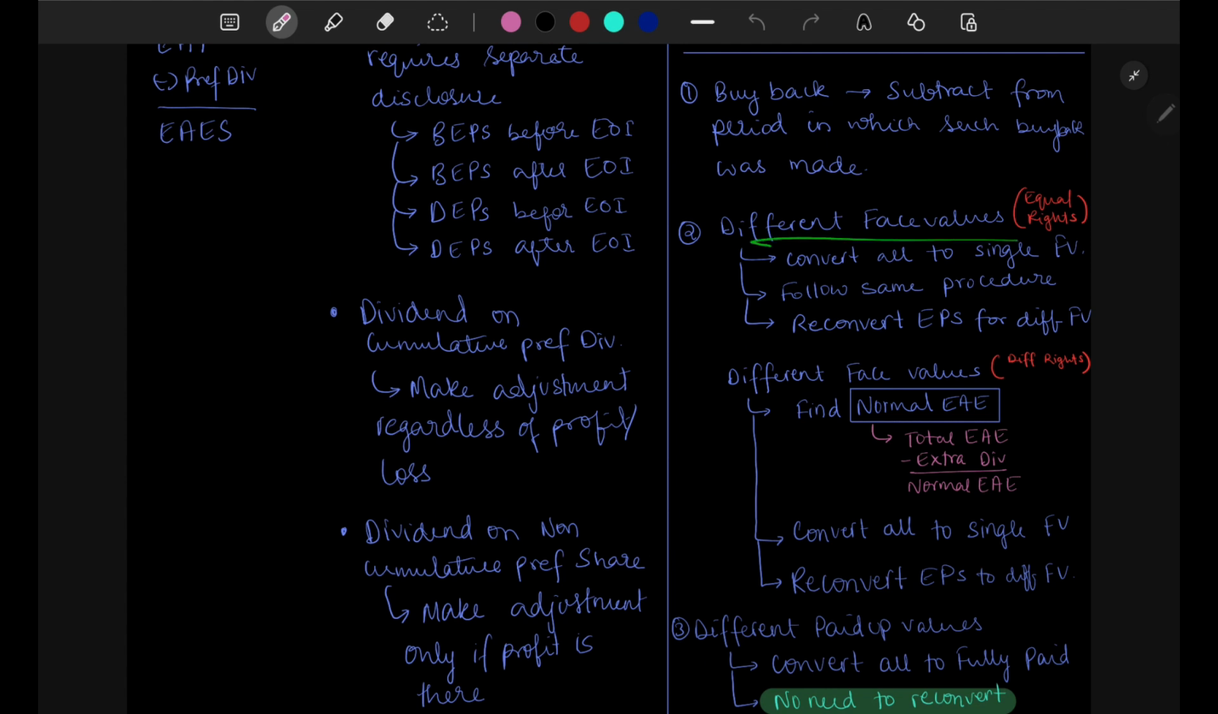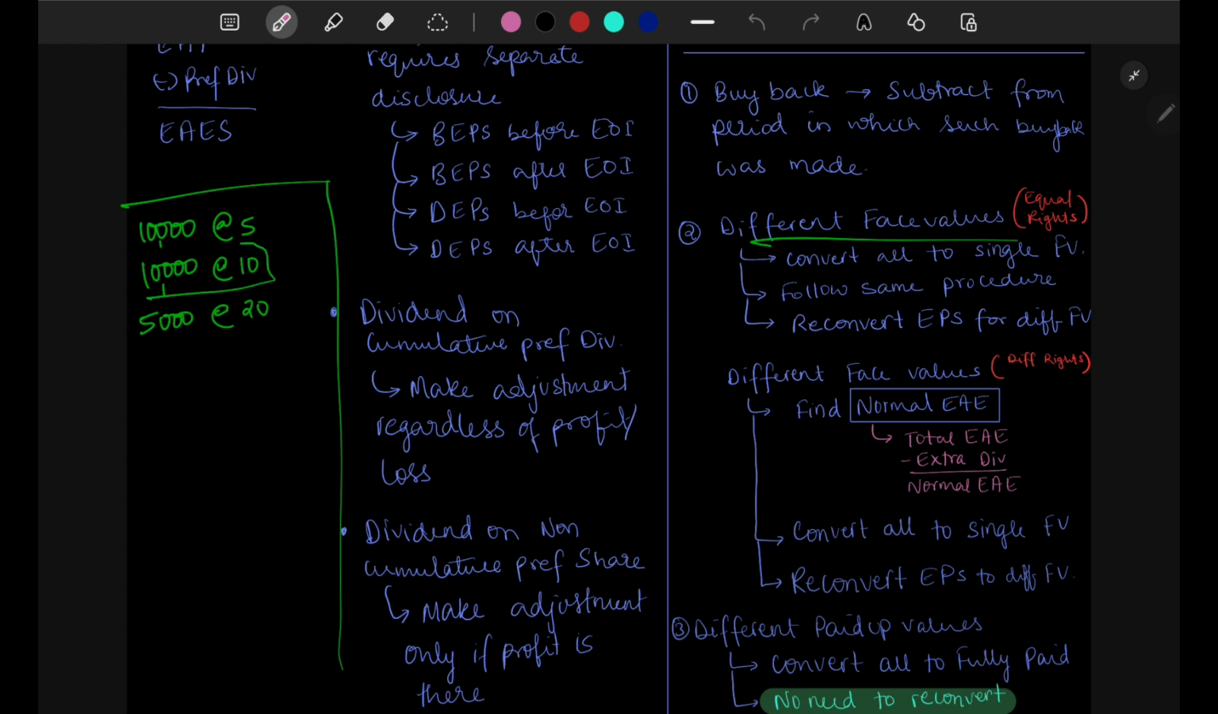There are different face values. Different face values of equal rights. First, what do you do in case they've given, let's say, 10,000 shares at 5 rupees, then 10,000 shares at 10 rupees, and then 5,000 shares at, let's just assume, 20 rupees. So you just pick one base. Let's just assume 10 rupees as the base for this case. You just pick one face value as the base.